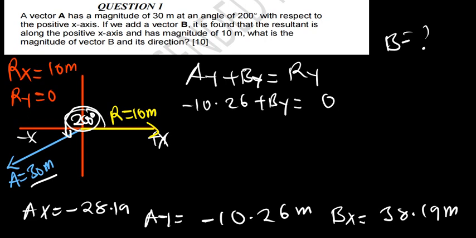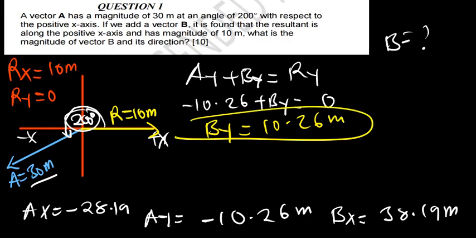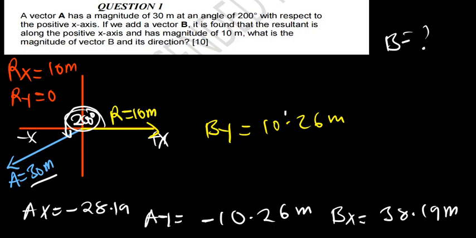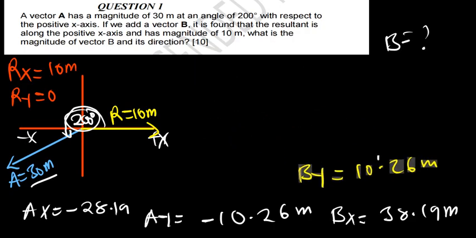Guys, shift this to the right hand side. So it's going to be by is equal to 10.26 meters. This is my y component of vector b. But the question is, find the magnitude and the direction for vector b.